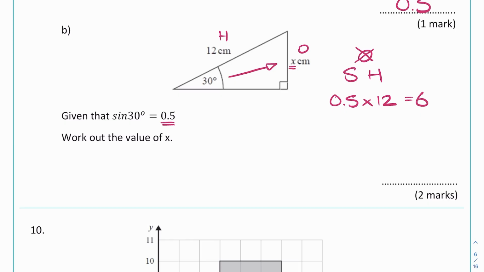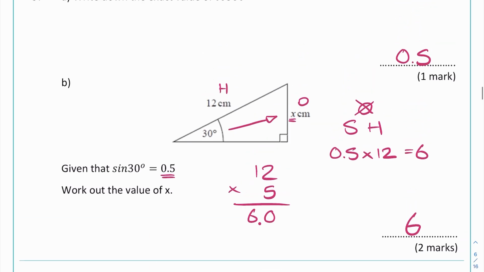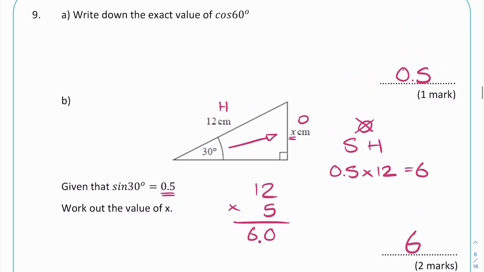X is already given to us with centimetres, so we don't need to write 6 centimetres. We're not going to lose marks if we write 6 centimetres, but 6 is our final answer. Obviously, if you are given a different decimal, you'd just do a multiplication method. So here, if I didn't know that it halved the number, I'd do 12 times 5, which is 60, and then hop the decimal back in, 6.0. So there we go, that's how we'd approach some of these slightly nicer exact values of trigonometry.